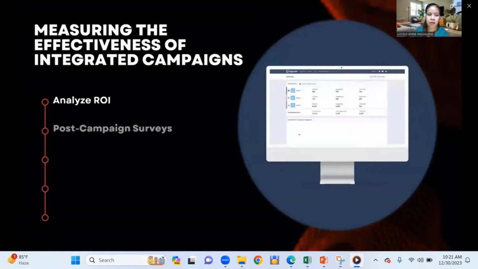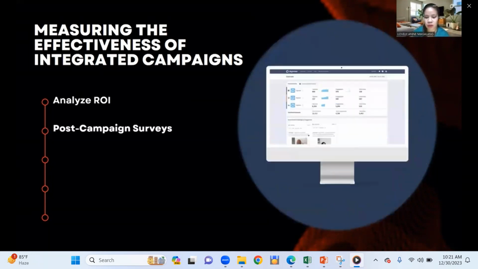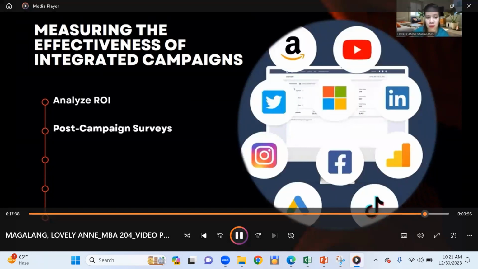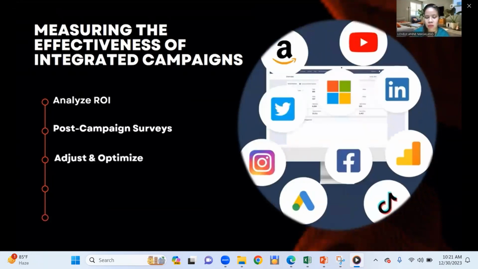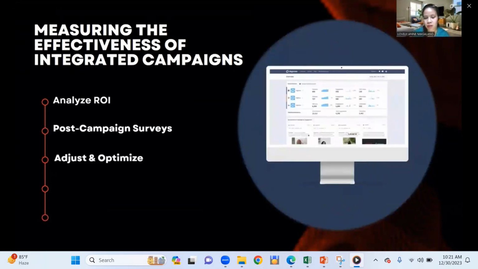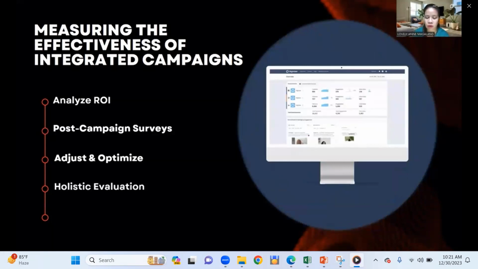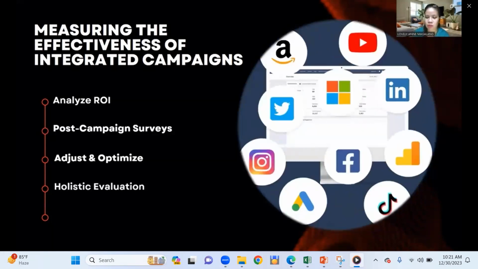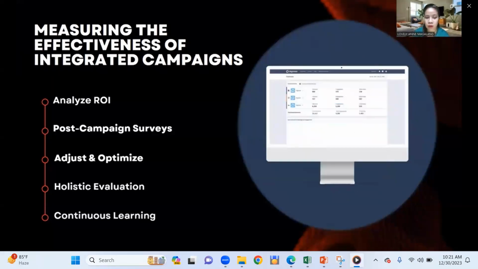And number 7 is post-campaign surveys. You can conduct survey to gain insights in relation with the campaign. Number 8, adjust and optimize. Based with the data and insights gathered, you can create decisions on how to optimize future campaigns. Number 9, holistic evaluation. We can evaluate campaign success in achieving its overall objectives rather than focusing solely on individual metrics. And lastly, number 10, continuous learning.